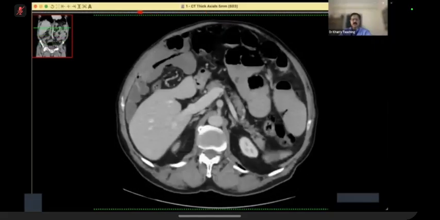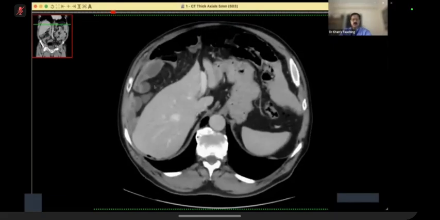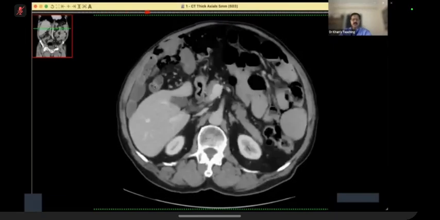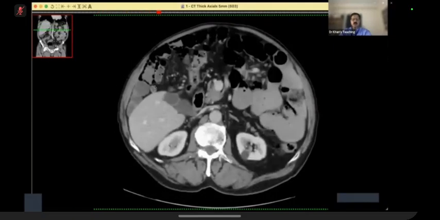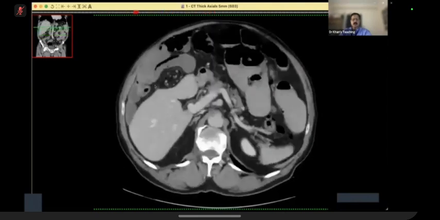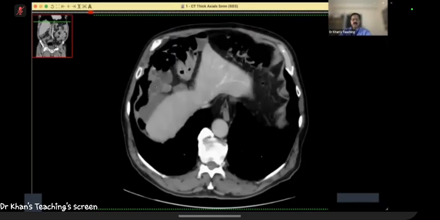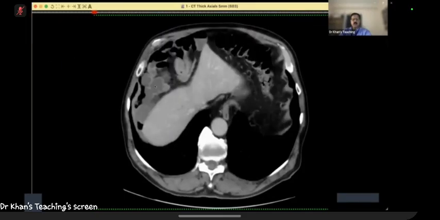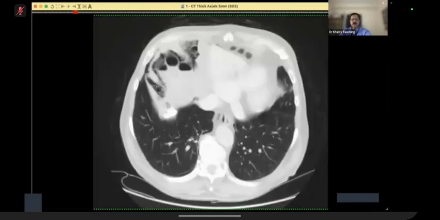Number two, whenever you diagnose gas outside or in the lumen, ask for the lung window, and this is what you are going to do in your day-to-day practice also. So don't wait till the end. Some people use the bone window also for picking that up. I use the lung window, which is this one.